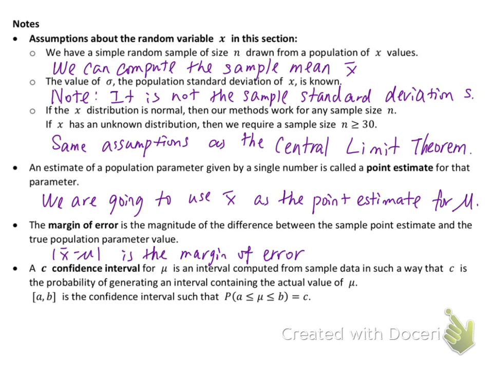So finally, a C confidence interval for mu is an interval computed from sample data in such a way that C is the probability of generating an interval containing the actual value of mu. If you are saying I want a 99% confidence interval, you are looking for an interval where the probability that your real mu sits in it is 99%. Okay, so that's the setup.